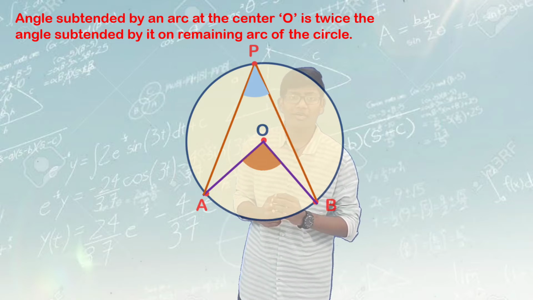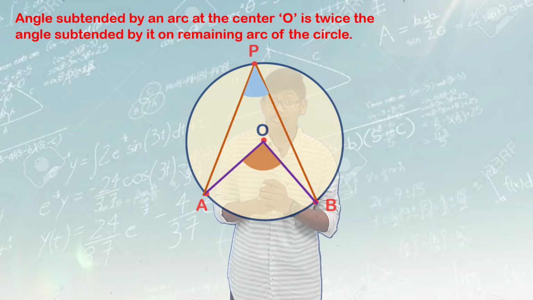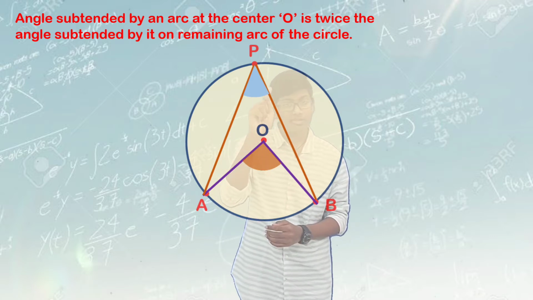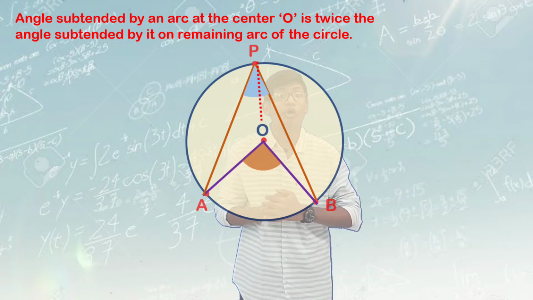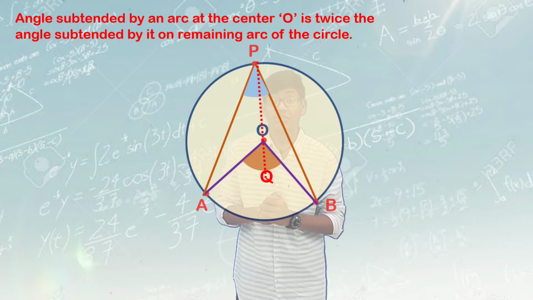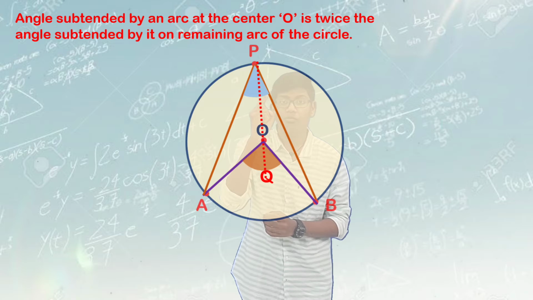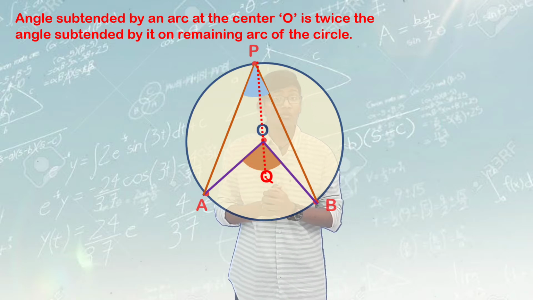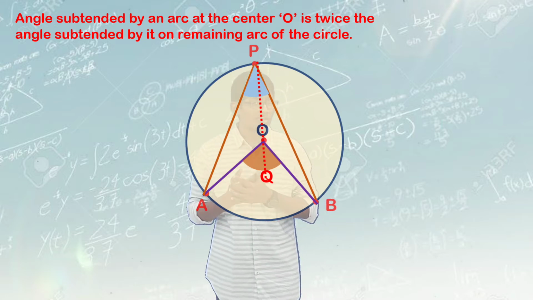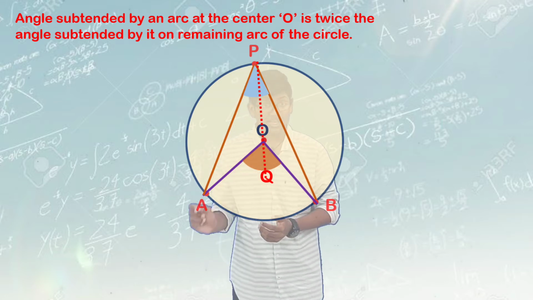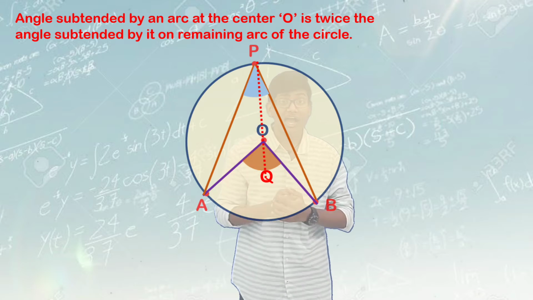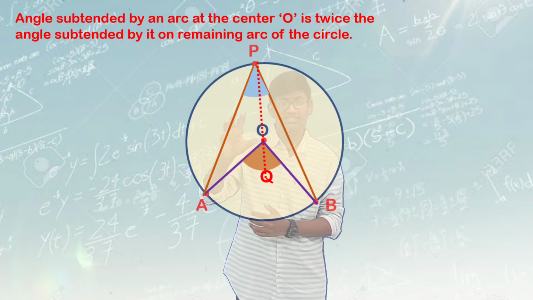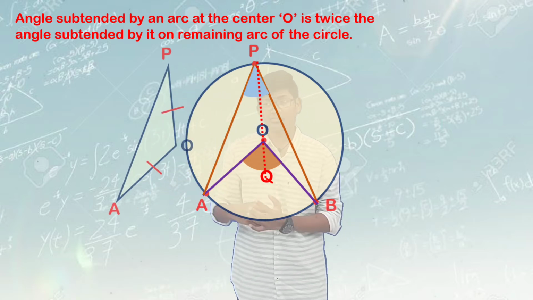Now how will we prove? We can prove it simply, but we should think very elegantly. Now from point P, join to point O. That means draw a line from point P to point O. Extend it to point Q. Now two triangles are formed. What are the two triangles? Triangle AOP and triangle BOP.